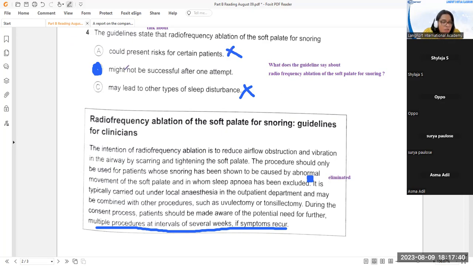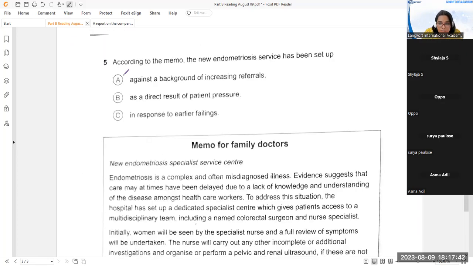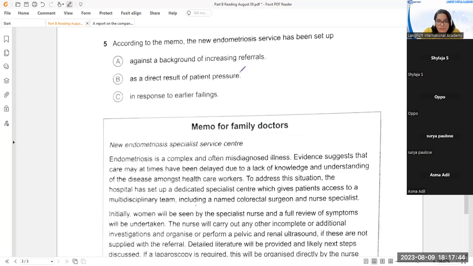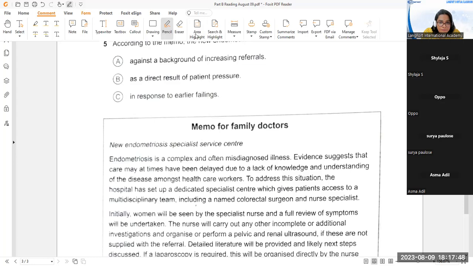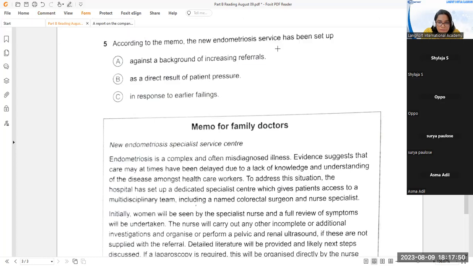Okay. All right. I'm moving on to the fifth question for today. All right. Surya, can you read the fifth question? Yes, ma'am. According to the memo, the new endometriosis service has been set up.